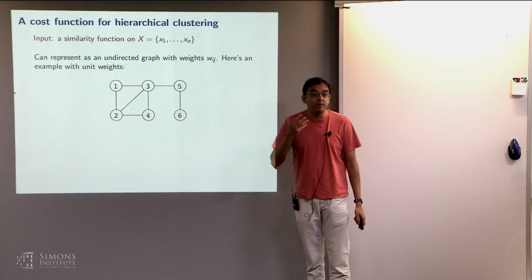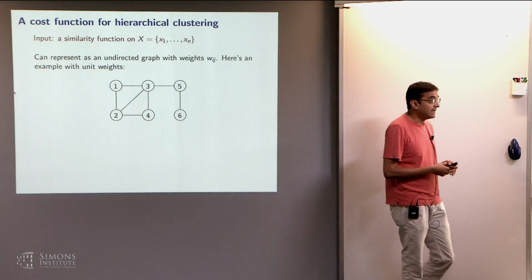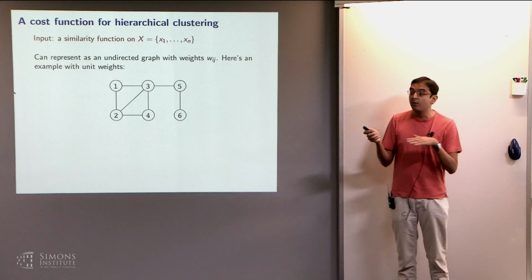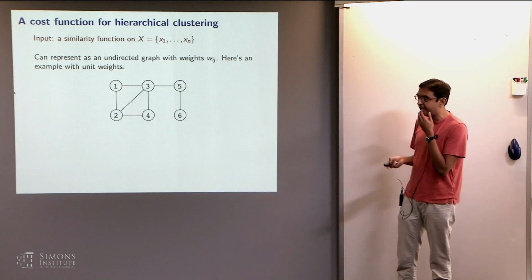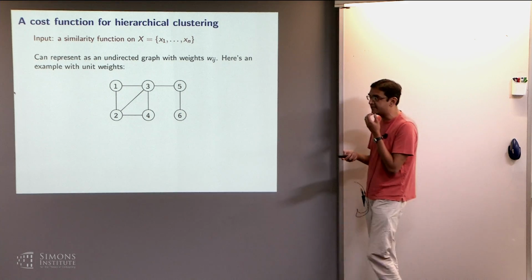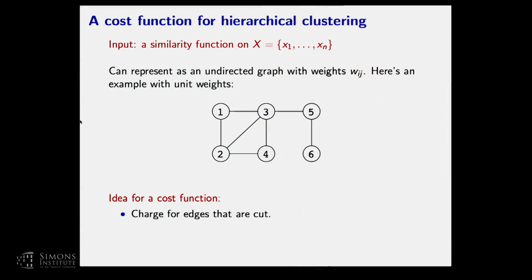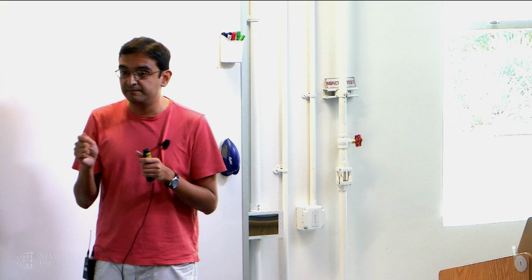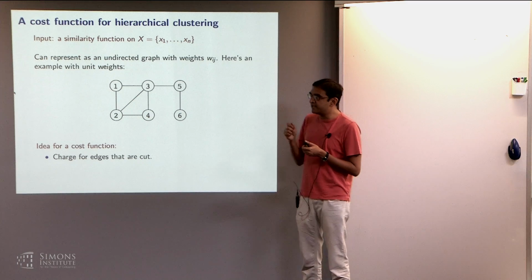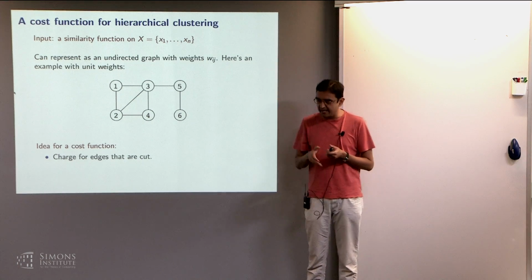And now we want to come up with a cost function on trees. So for every possible tree, we want to assign a score. Okay, and how would we do that? What's a reasonable cost function? So here's an idea, okay? So the edges over here represent similarities, so we don't want to break those edges. So why don't we, if a tree cuts an edge, then we charge for that, okay? So that's a reasonable thing. We don't want the clusterings to cut edges.